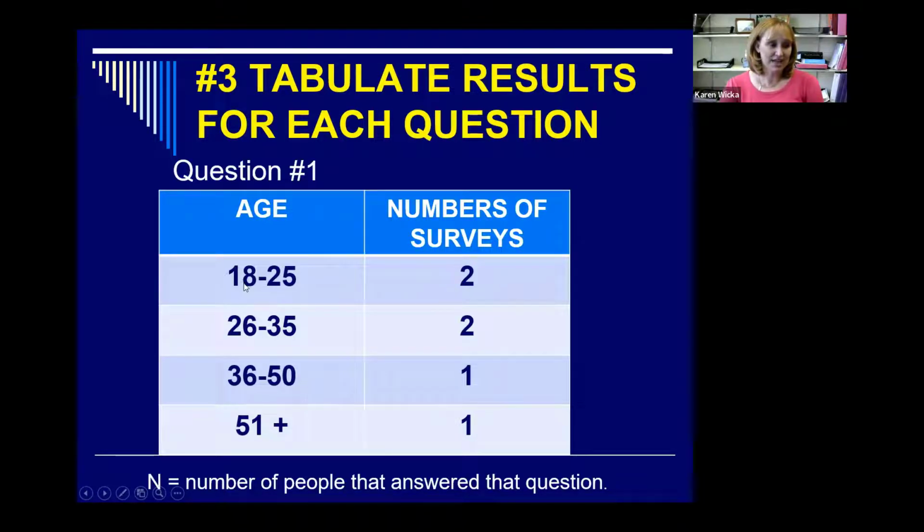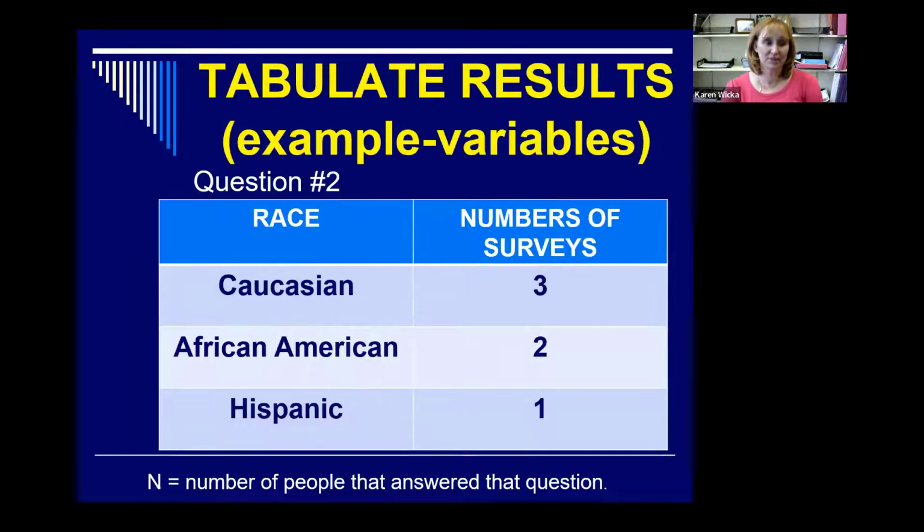So when I look at this, I had 18 through 25, I had 2 surveys. 26 through 35, I had 2 surveys. 36 through 50, I had 1. So you're going to make this little mini chart for each question. So each question is going to have a mini chart. This is an example of the race one. So I had 3 Caucasian, 2 African-American, 1 Hispanic. You can get that all from the master chart that you made because it's all on there.